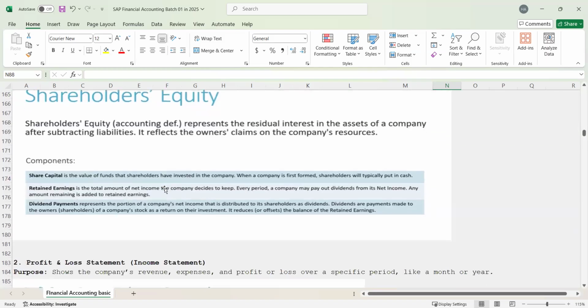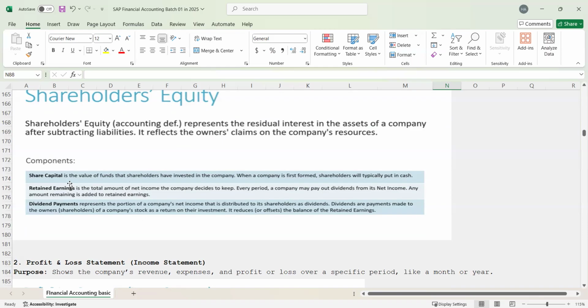So that's what we mean by shareholder equity. Now, what are the components that make up shareholder equity? We talk about share capital. Share capital is the value of funds that shareholders have invested into the company. When a company is first formed, shareholders will typically put in cash. I've explained this before. We said when Mohammed and Ismail come together because they intend to have a yogurt business, maybe the name of their company is Mohammed and Ismail Yogurt.